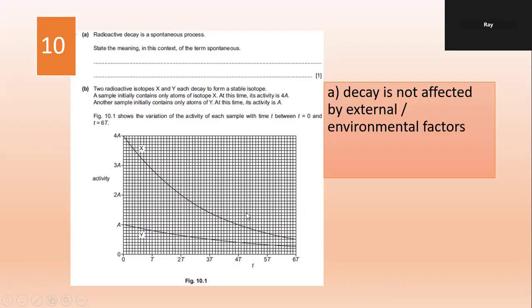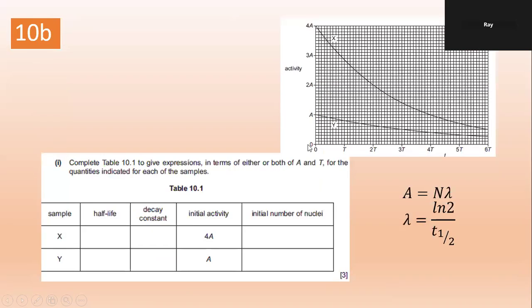Usually in nuclear physics, you can be assured one question will come out. Photoelectricity, not every time, sometimes will come out. Okay. So complete table 10.1 to give the expression in terms of either or both A and T for the quantity indicated in the sample. That is your formula that we are going to use.